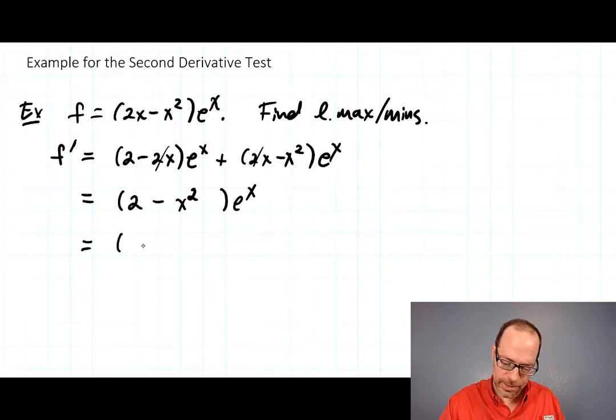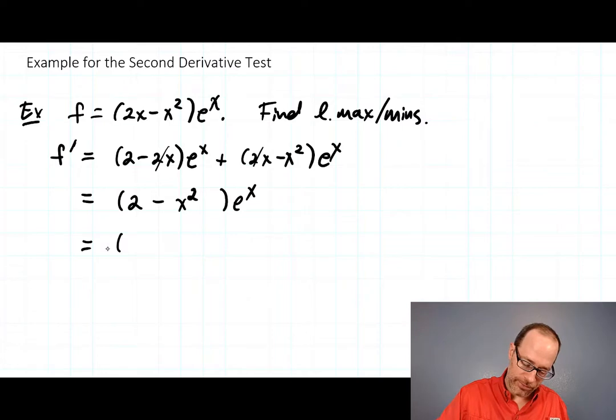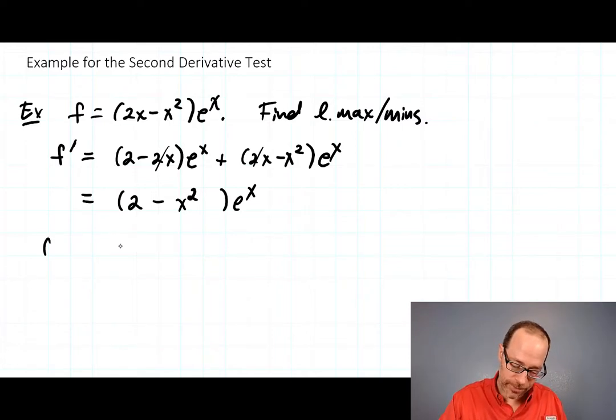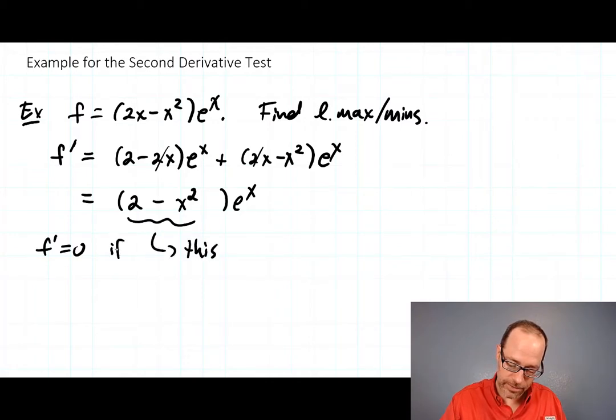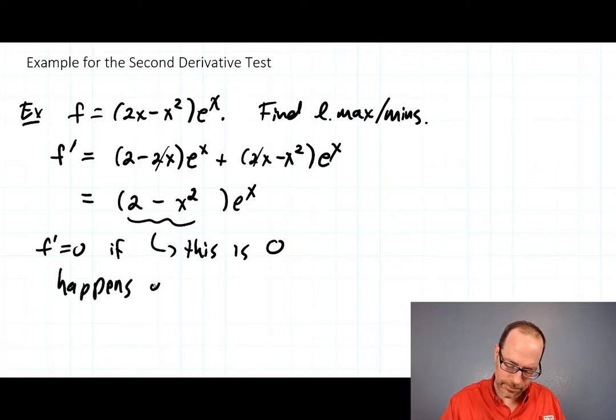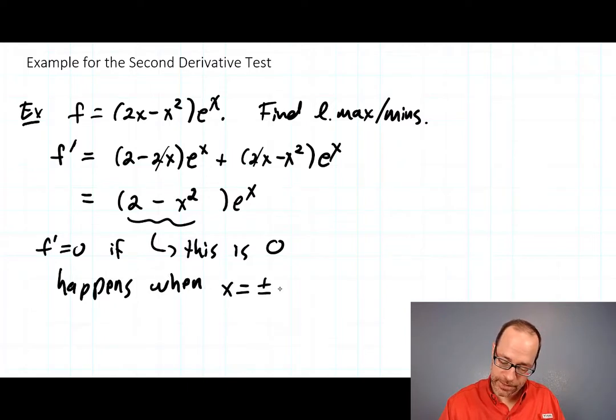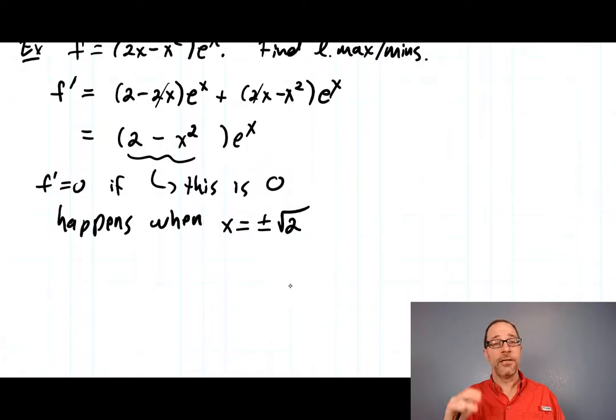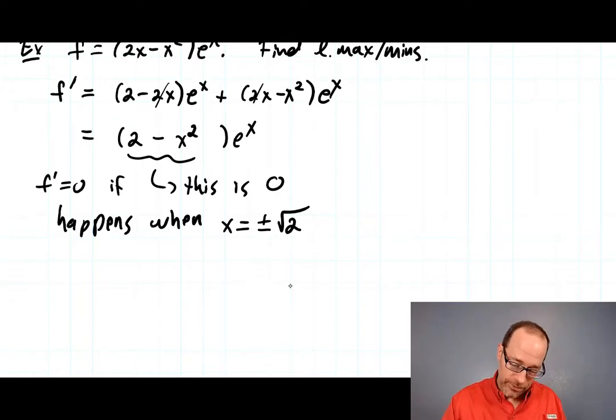And so now, let's factor that. Well, we don't have to factor it. The only way this can be 0 is exactly when this is 0. And this happens when x is equal to plus or minus the square root of 2. All right, so those are the critical points. They could be a local max, a local min, or neither. Let's use the second derivative test to check.